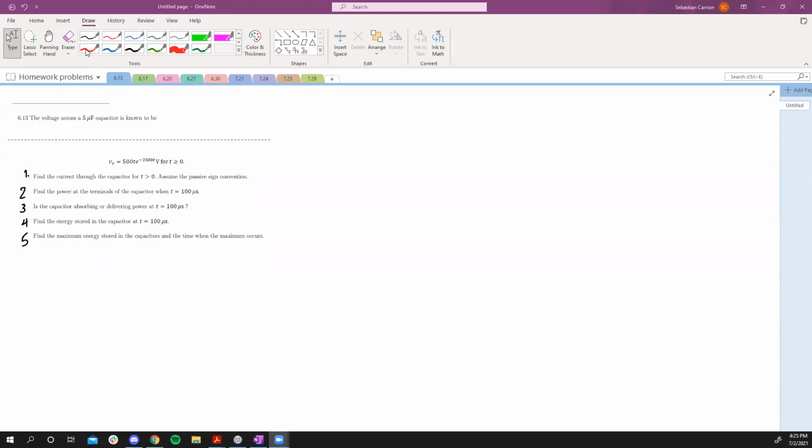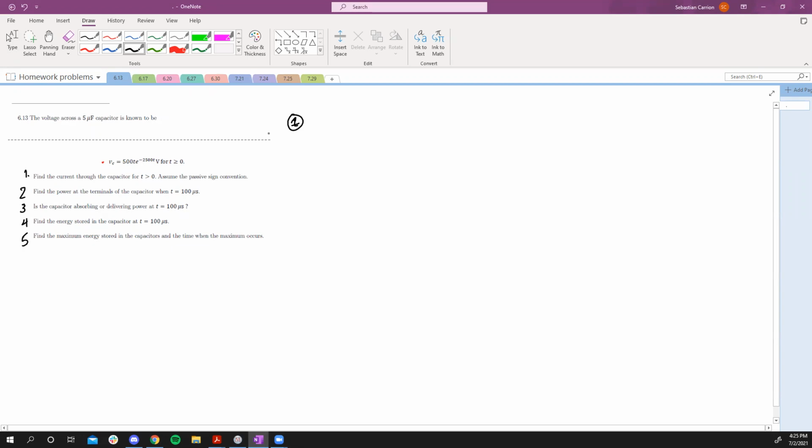Okay, so problem 6.13 says the voltage across a 5 microfarad capacitor is known to be this equation right here. I listed all these parts into different numbers, so it starts with number 1. It says find the current through the capacitor for t greater than 0. Assume the passive sign convention.